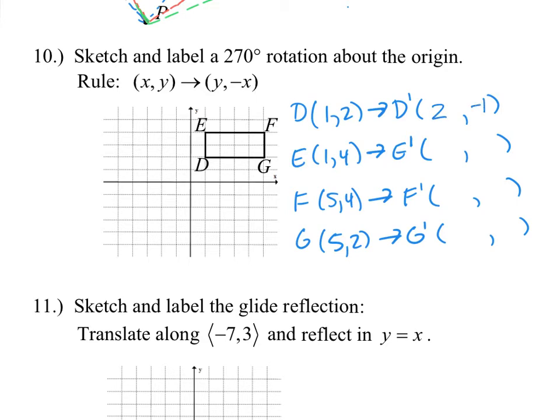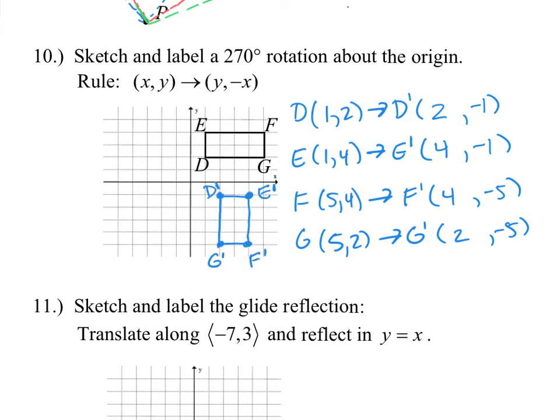E prime would have coordinates 4, negative 1. F prime would have coordinates 4, negative 5. And then G prime would have coordinates 2, negative 5. So again, I applied the same rule every time. I just changed the sign on X and then switched them. So I'm going to stop the tape and plot those points.